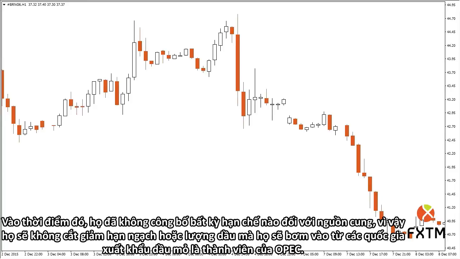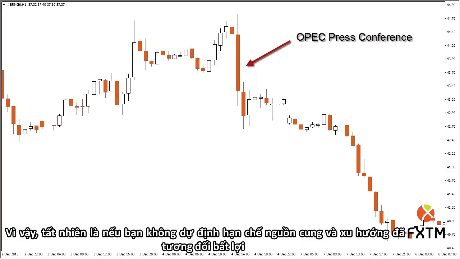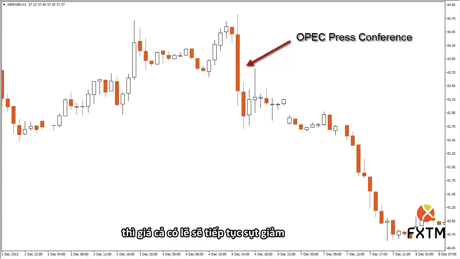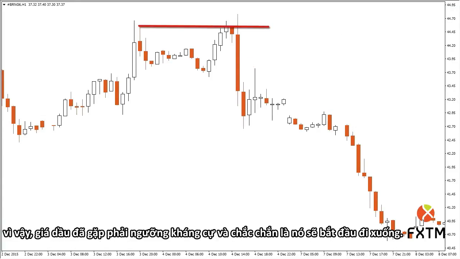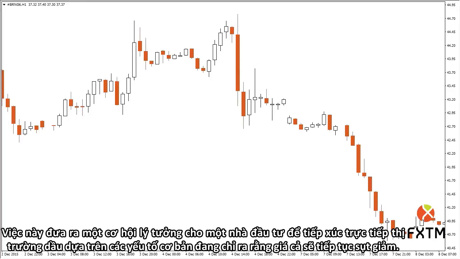At the time, they did not announce any restriction to supply, so they were not going to be cutting the quotas or the amount of oil that the petroleum exporting countries that are members of OPEC were going to be pumping. If you're not going to constrain supply and the trend had already been relatively negative, then the price is probably going to continue to decline. They made that announcement, again on the hourly chart, where oil was coming back up to a previous high. So it was bumping up against a resistance level, and sure enough, it began to decline. This presented an ideal opportunity for an investor to get direct exposure to the oil market based on fundamentals that were indicating that prices were going to continue to fall.